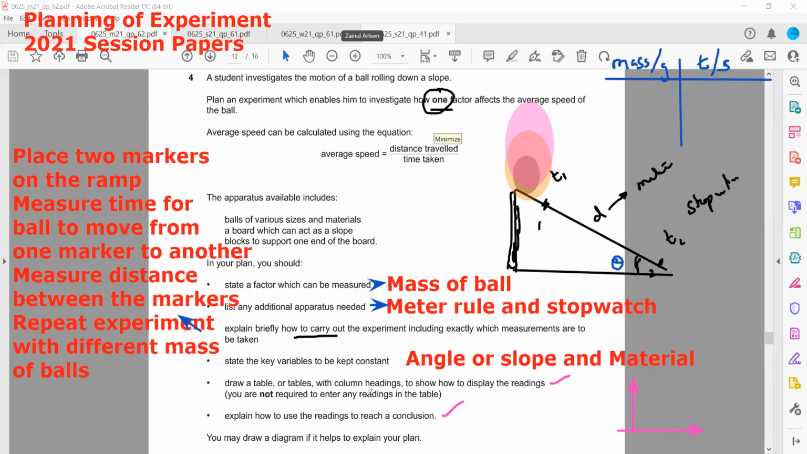You can mention, because if you read the first part, they mention to state a factor which can be measured, and plan an experiment which enables him to investigate how the factor affects the average speed. So we can change the height from which the ball is rolled down. We can change the angle, the slope also. So there are many factors which can affect the average speed. I just started with the mass, which is very simple. You can change to height as well.